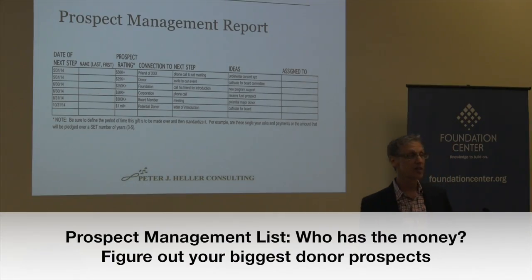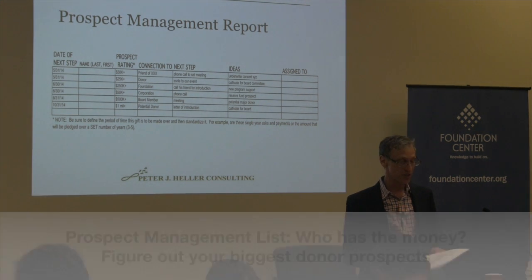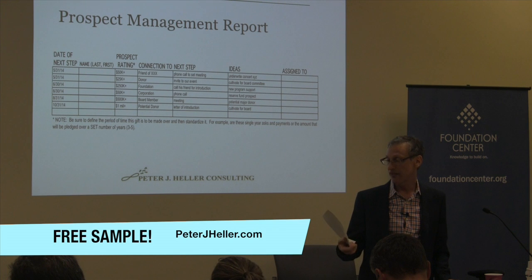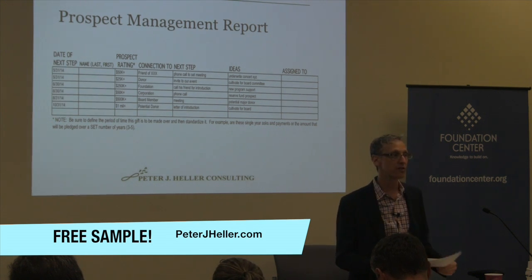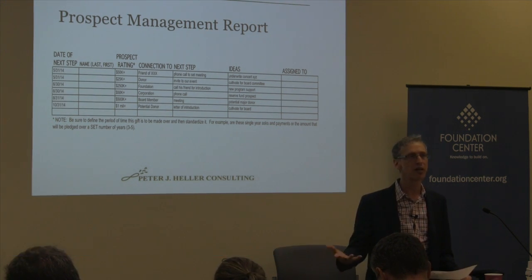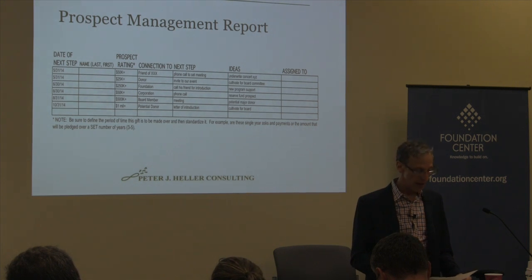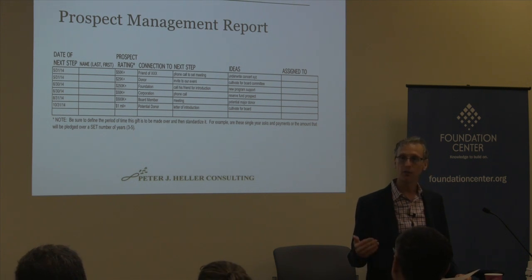The last part of getting organized is putting together a prospect list. Again, this is something we could talk about for 2 hours. To me, it's a very exciting part of the process, and this particular report that I have here, the prospect management report, is something that I use with almost every nonprofit that I work with. It's a great organizational tool. I usually use it either in an Excel spreadsheet. More recently, we've been using Google Docs.